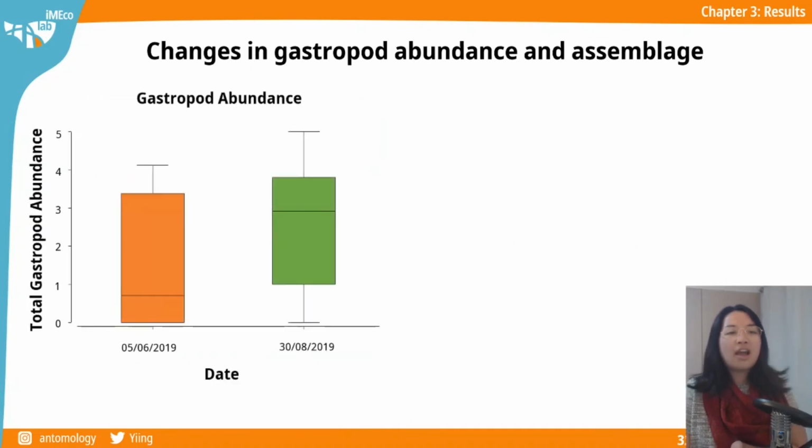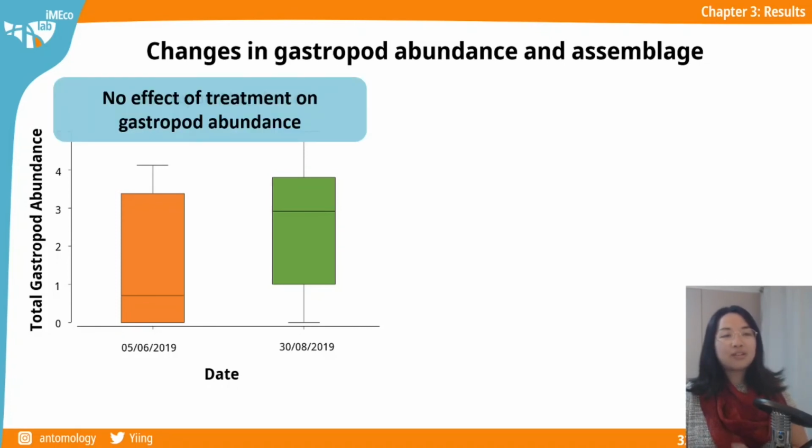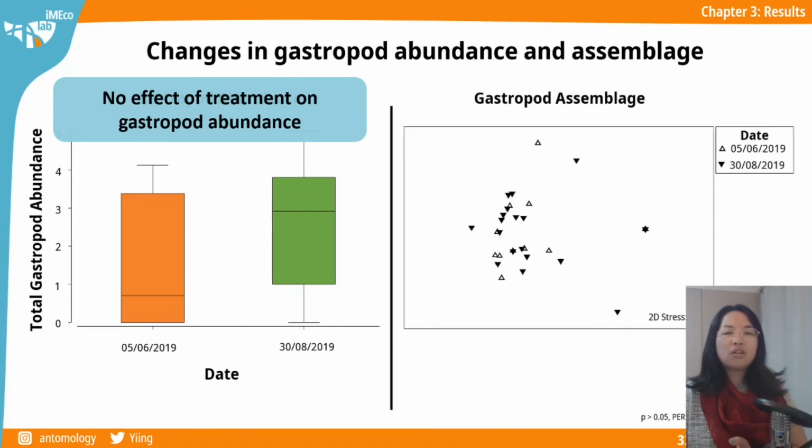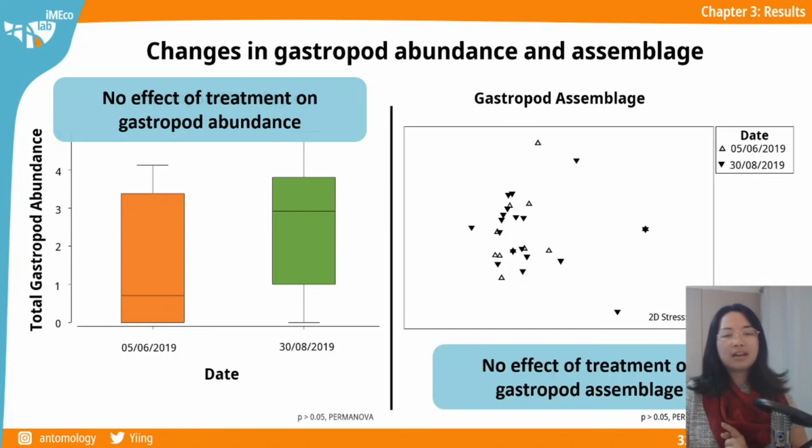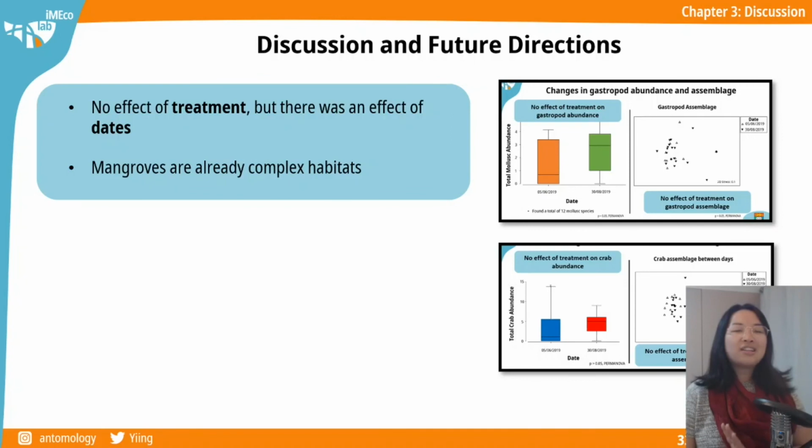And how about my snails? Well, again, you can see from this graph, it's quite similar. So there was no effect of treatment on gastropod abundance. And when I was trying to look at gastropod assemblage, I also found that they were quite similar. Again, the graph was not separated, so there was, again, no effect of treatment on gastropod assemblage. So I found that there was no effect of treatment, but actually what I did see was a significant difference between the dates.